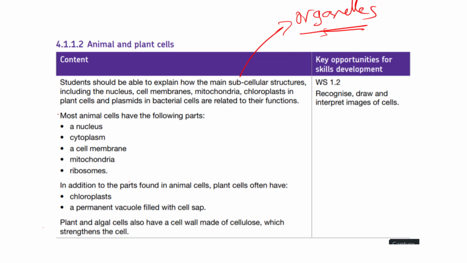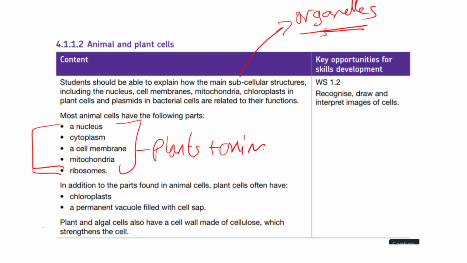So the things we're going to learn about specifically are these organelles: the nucleus, cytoplasm, cell membrane, mitochondria, ribosomes, and what they are. We'll learn about this, and this is in plants and animals. So that's something to note, plants and animals. This is what we're going to look at, and this is only on plants.